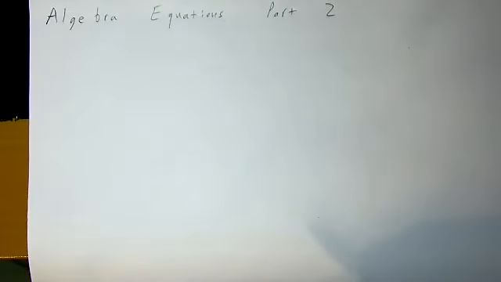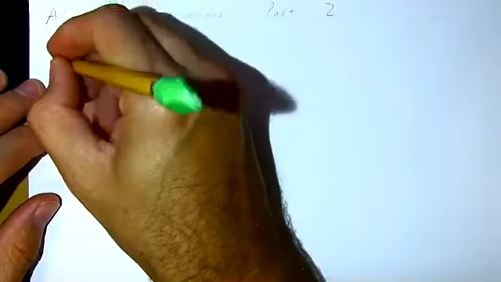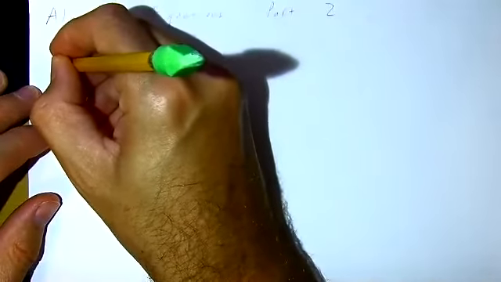Okay, Algebraic Expressions Part 2. So if you haven't watched the first part, which is one-step and two-step equations, you need to go back and watch that one first. So just a little review. Two-step algebra equations could look like this.